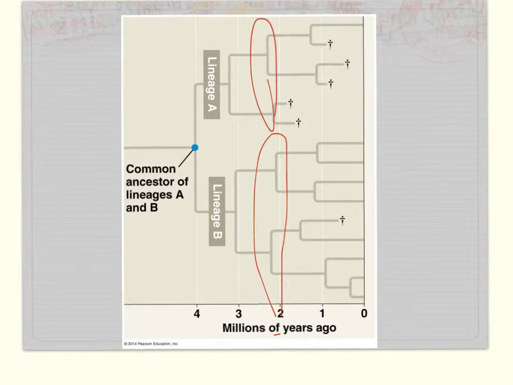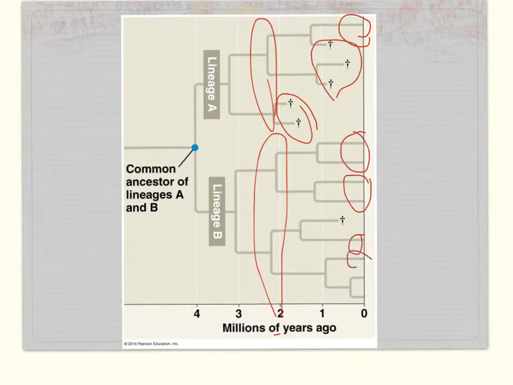If we keep following the lineages, we notice here the daggers mean extinction. That lineage A, out of all the organisms that it produced, almost all of them went extinct except for that one up there. But in lineage B, by the time we get to present day, these organisms are still around. All of these that don't have daggers with them, and this is the only one that went extinct. So the lineage B had a greater speciation rate and was able to affect diversity more.